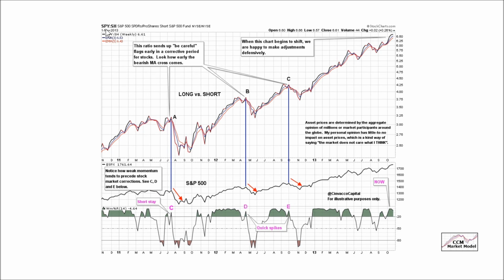We're looking at the ratio of being long versus short. During a correction, this ratio has to decline. During a risk-on period, it must rise from a mathematical perspective. And thus, that's why this chart carries a heavy weight in the CCM market model and has a very high correlation to the stock market.